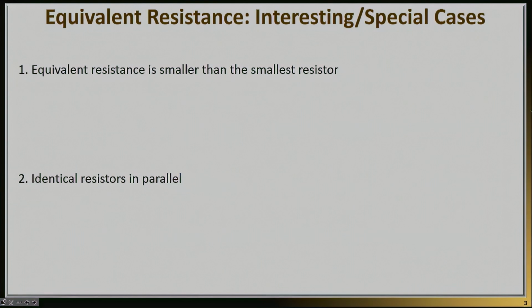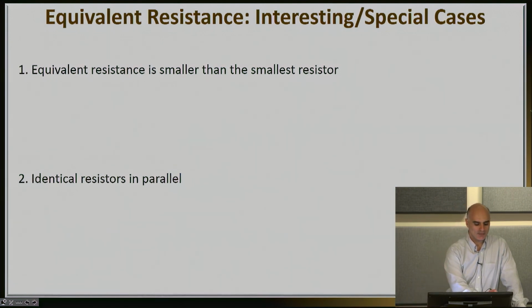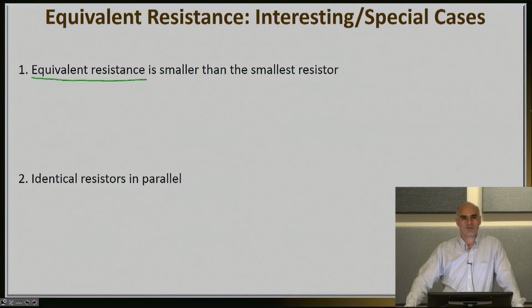Now, there are some interesting cases here that I would like to highlight that follow up from this proof. The first thing I would like to highlight is what you see here as number 1. The equivalent resistance is actually smaller than the smallest possible resistor when you connect them in parallel. So when you have a parallel connection, the resulting equivalent resistance will always be less than each of the individual resistances connected in parallel.